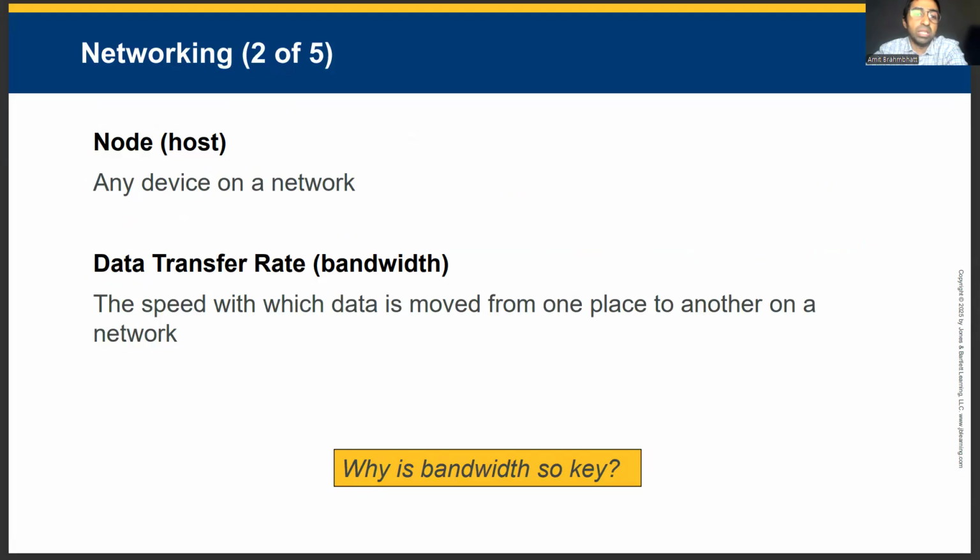Any device on a network is called a node or host. One major performance factor is bandwidth, which measures how quickly data can move. Bandwidth matters because high bandwidth networks support faster downloads, smoother videos, and efficient communication. Low bandwidth causes delays, buffering, and slow file transfers.